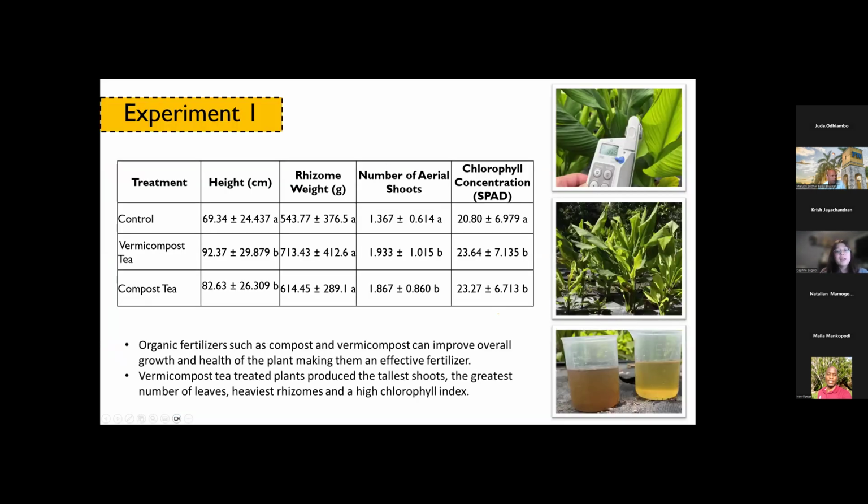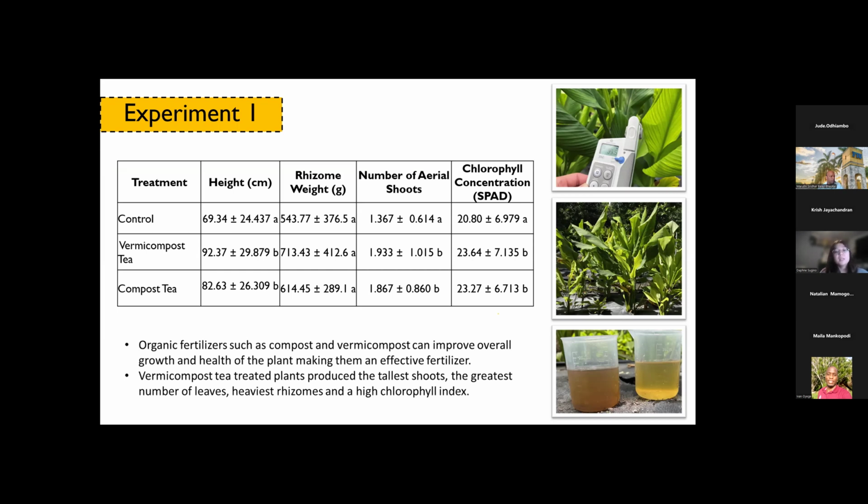So in this slide, I have a table with the physical measurements we took throughout our experiment, and the data is presented as the mean and standard deviation, and the letters next to the values represent significant differences within treatments or the control. So the results for this study demonstrate that compost and vermicompost tea are actually suitable fertilizers for turmeric growth. The addition of compost and vermicompost improved overall plant health and also promoted biomass production in general.